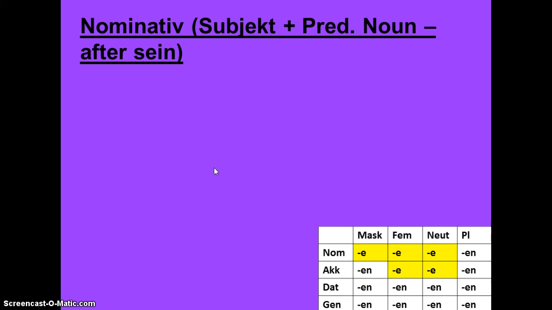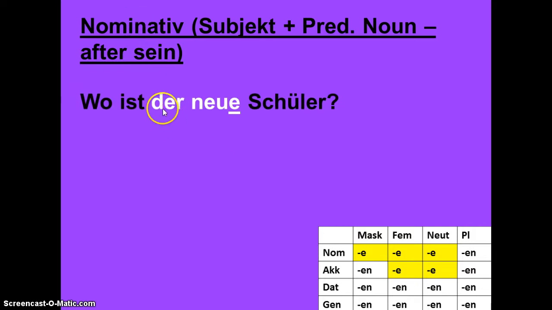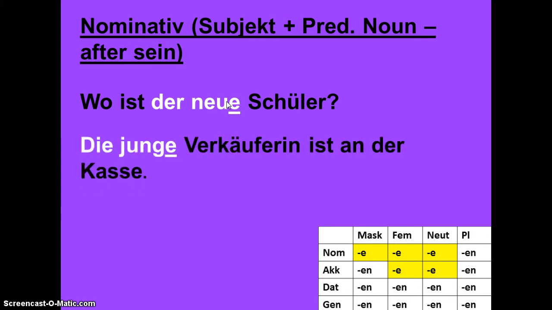I'm looking at nominative case, things that are subjects or after the verb sein. And here I have a subject. Wo ist der Schüler? If I want to say new, because this is a subject, and I get that from this block right down here, der Schüler, the ending on the adjective will be an E. Wo ist der neue Schüler? Feminine case, die Verkäuferin ist an der Kasse. She's the subject. If I want to put an adjective in there to describe the salesperson, I add an E to the adjective, die junge Verkäuferin ist an der Kasse.